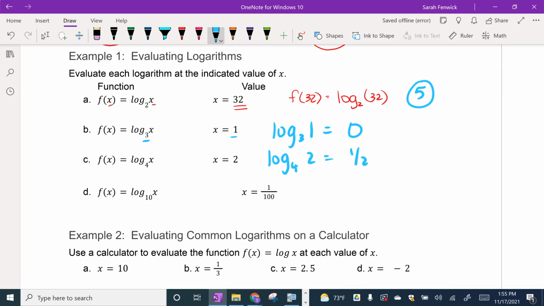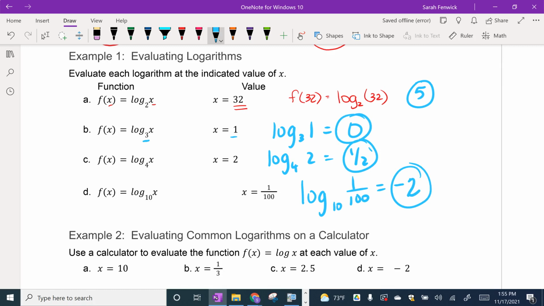Okay, and the last one, if you plug that one in, log base 10 of 1 over 100 is going to equal -2. Those are my answers.